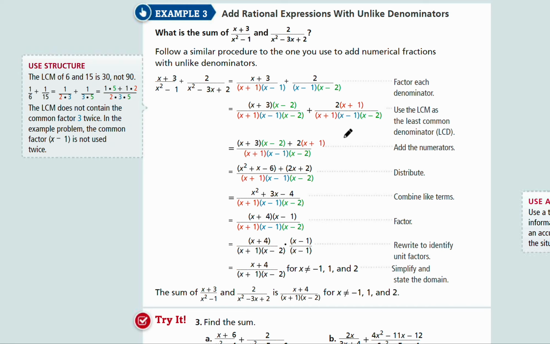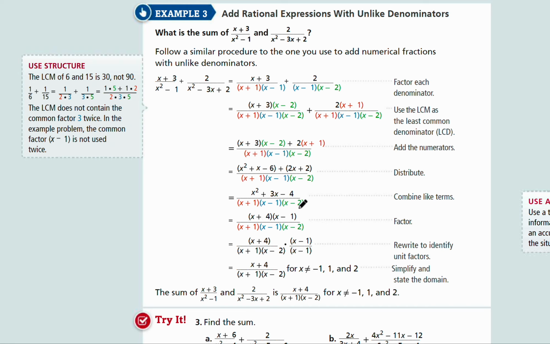And then you're going to have a bunch of factors in the denominator, but do not multiply the denominators out yet, because we might be able to cancel later. So in the numerator, we're going to multiply them out first and then combine and simplify. So distribute, and then combine like terms and see if you can factor.